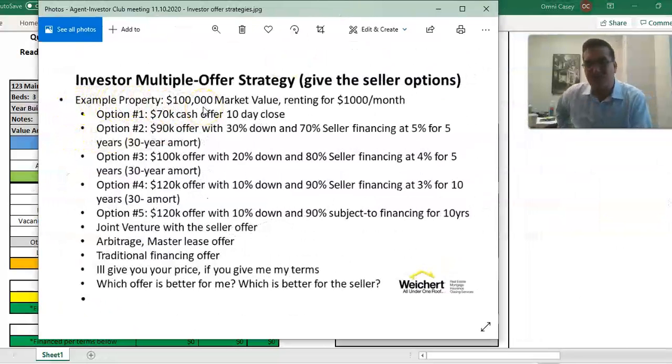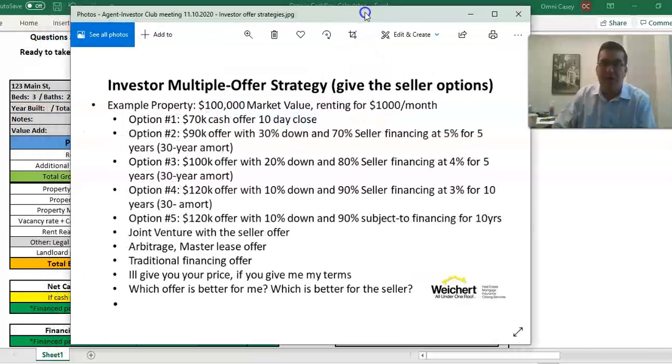Let's say $1,000 market value. If you went on the market, it'd sell for $100,000 and it rents for $1,000 a month. So that meets our 1% rule, which is a minimum that we want, right? 1% of $100,000 is $1,000 a month. That's great. So the answer is we got many different offers that we can make.